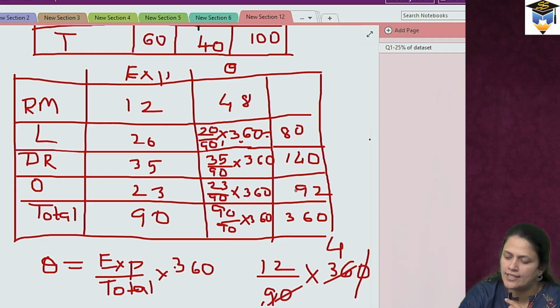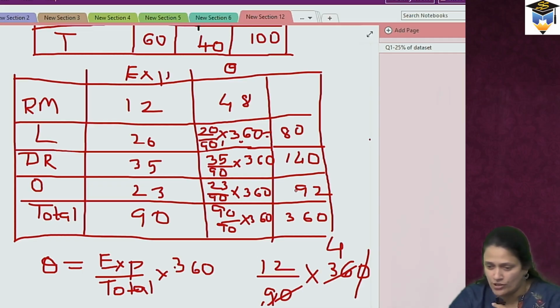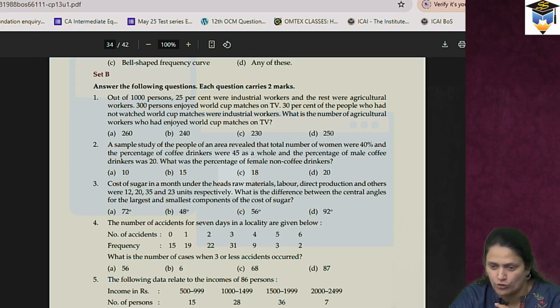The number of accidents for 7 days in a locality is given. Number of accidents and their frequency is basically given. So the number of cases where 3 or less accidents have occurred. So 3 or less, meaning what you need to add? You need to add 15 plus 19 plus 22 plus 31. Okay, let me show you the question over here.